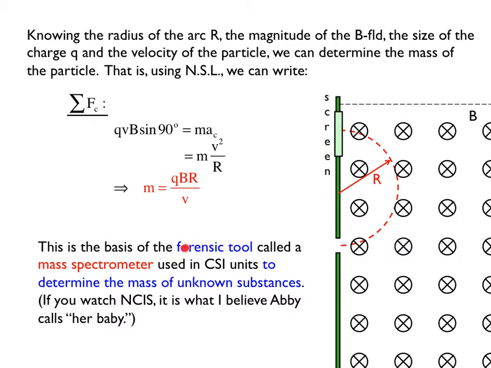This is the forensic tool called a mass spectrometer used in CSI units to determine the mass of unknown substances. In the TV show NCIS, it's what Abby, the forensic specialist, calls her baby.